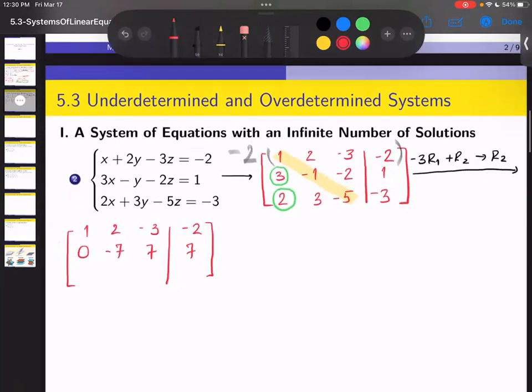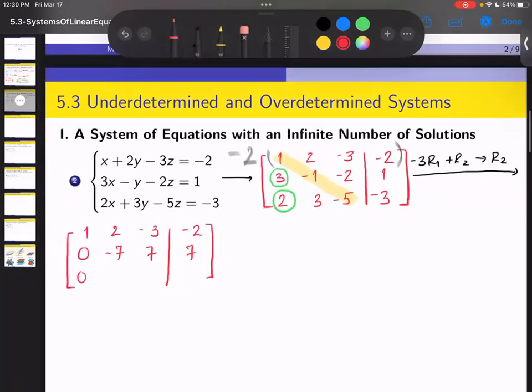-2 times 1, -2 plus 2, 0. -2 times 2 is -4, -4 plus 3 is -1. -2 times -3 is +6, plus -9 is... +1. -2 times -2 is +4, minus 3 is +1. Oh, yeah, yes. -2 R1 plus R3, give me R3.